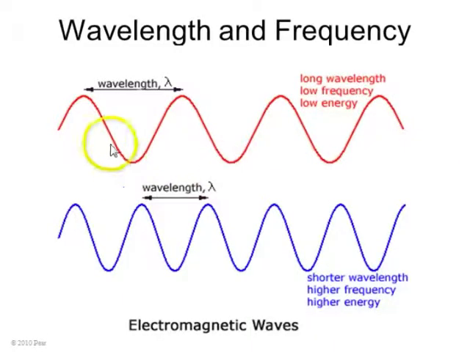And it turns out that the wavelength is related to the frequency. Longer wavelength light, like this red light, has lower frequency, whereas blue light has a shorter wavelength and higher frequency.